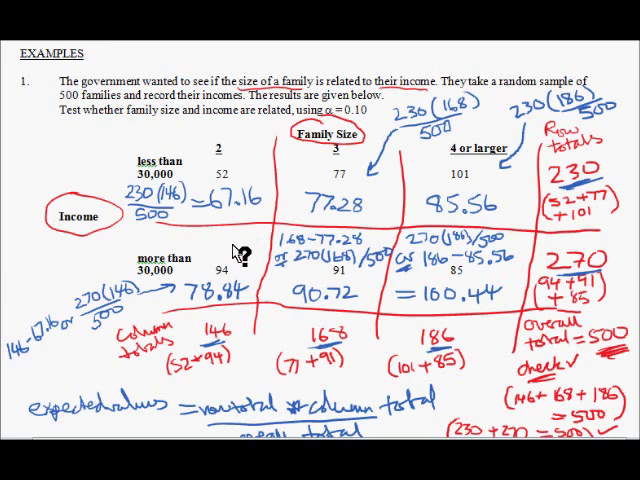So here, I observed 94. I only expected about 79, 78.84. These two are very similar, right? Here is slightly bigger, 91 versus 90.72, not a huge difference. But here we observed 101, but we only expected about 85.5.